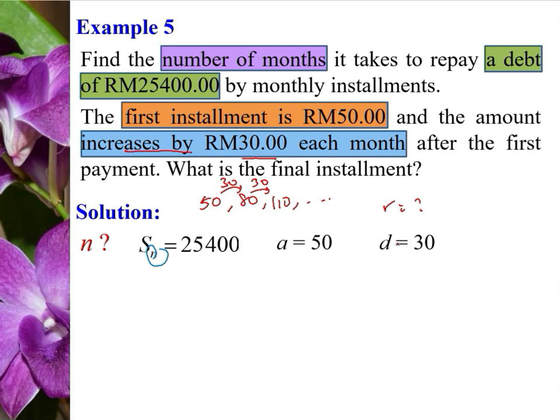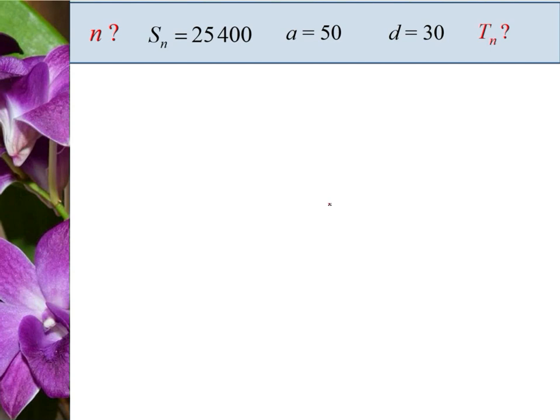The next question is find the final installment. So there are two questions in this example 5. Find the number of months and also the final installment. Final installment means the Tn or the Sn. Of course, it's not the Sn because Sn refers to the total debt. What is the final installment means this is the Tn. We want to find the Tn and also the n. We know this is arithmetic, so we know the formula involved, which is this formula for sums.